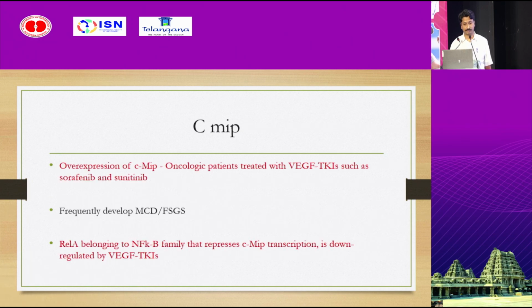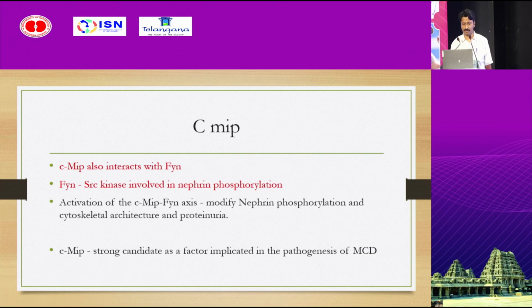This CMIP is very crucial in a certain subset of patients with MCD. That is, patients who develop MCD or FSGS on VEGF tyrosine kinase inhibitors like sorafenib and sunitinib have been documented to have overexpression of CMIP, and CMIP is coming up in a big way as a factor in the pathogenesis of MCD. The pathogenesis of CMIP is that it interacts with Fyn, which is an SRC kinase, and it modifies the nephrin phosphorylation, affects the cytoskeletal architecture, and causes proteinuria.